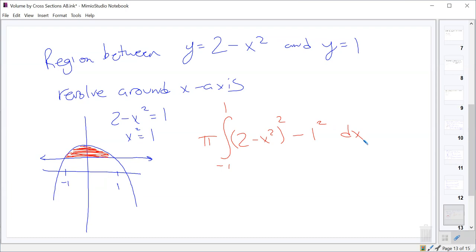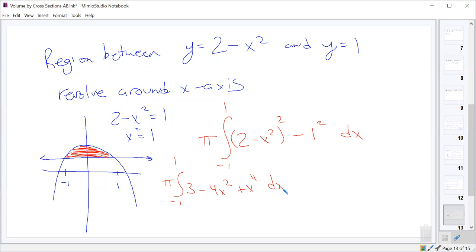Everybody at home good with that? Yes. Wonderful. Great. All right. This gives us a what? 4, and then minus the 1 is going to give us a 3. And we're going to have a minus 4x squared, and we're going to have a plus x to the 4. Is that what you all got for your integral there?